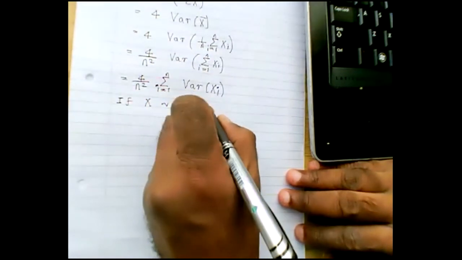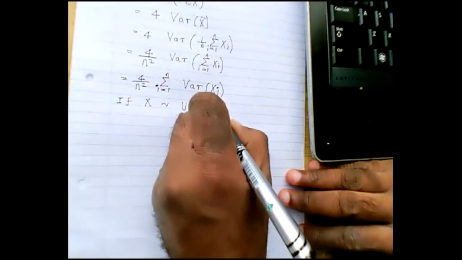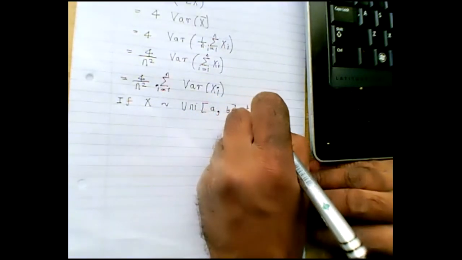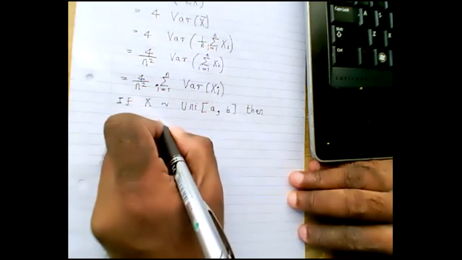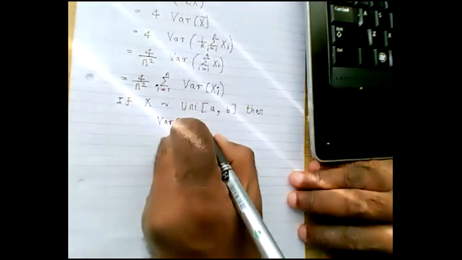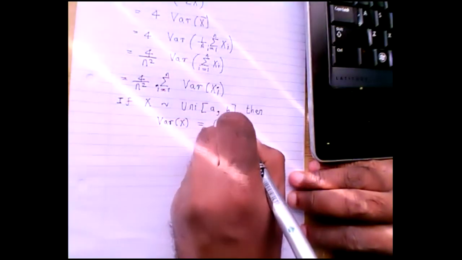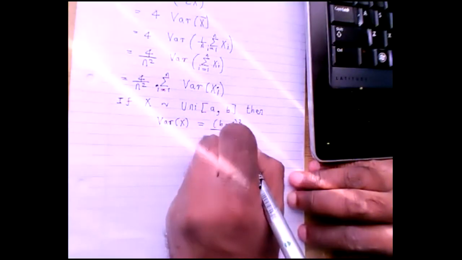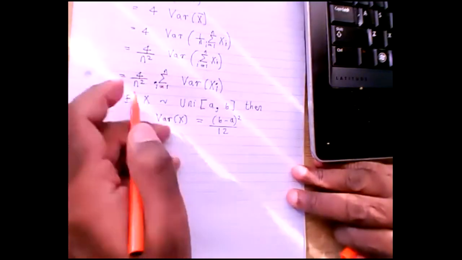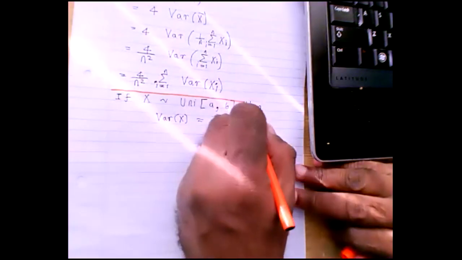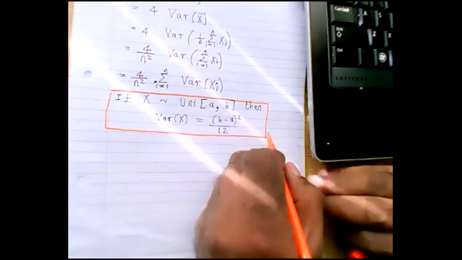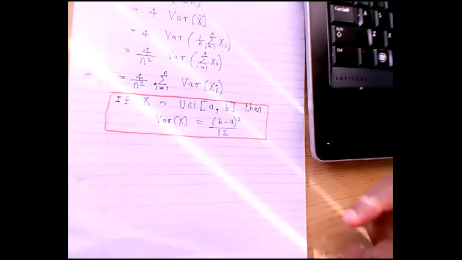Now, once again, you may know from probability 1 that if you have a variable x that is uniformly distributed on the interval from a to b, then the variance of x is equal to b minus a squared divided by 12. Do you remember this, guys? Hello, guys. Do you know this formula or no? This is a formula for the variance of a uniform variable.